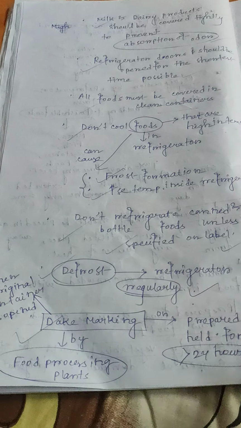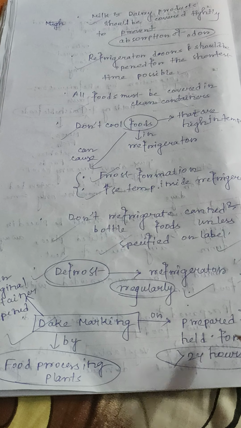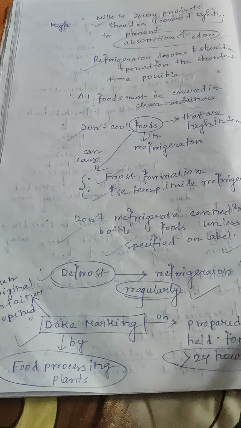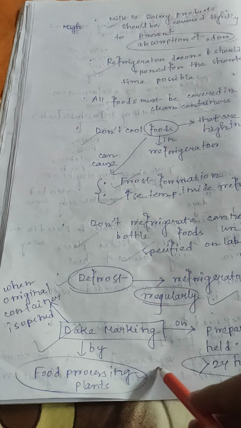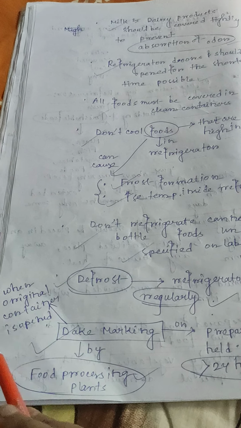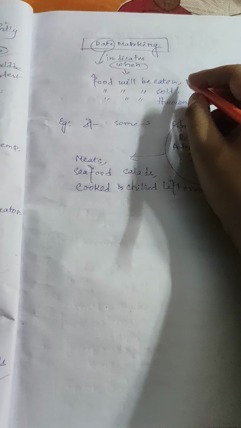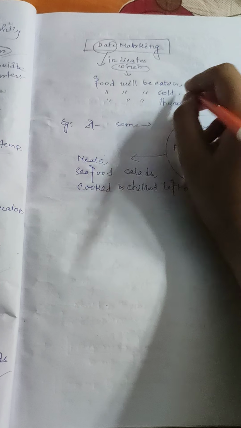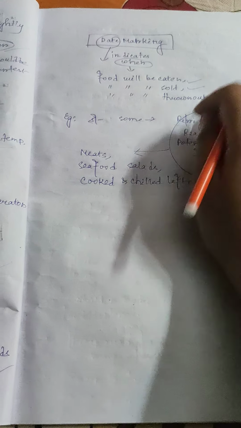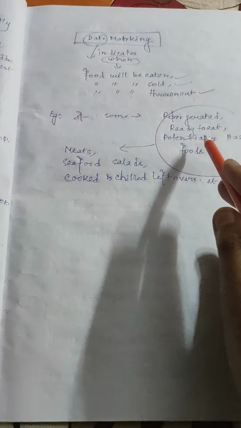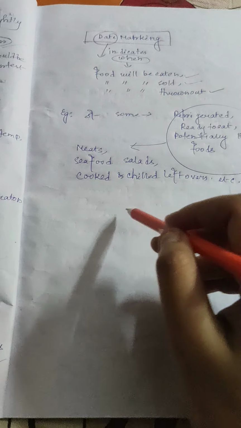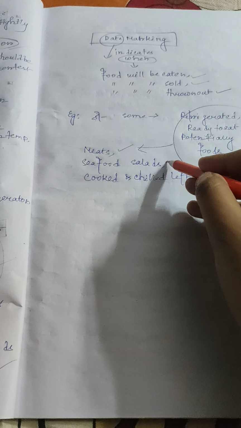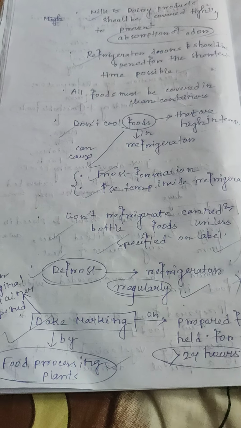Date marking on the prepared foods held for more than 24 hours by food processing plants. Date marking when the original container is opened. Date marking indicates when food will be eaten, sold and thrown out. Examples of some refrigerated ready to eat potentially hazardous foods are meats, seafood, salads, cooked and chilled leftovers.